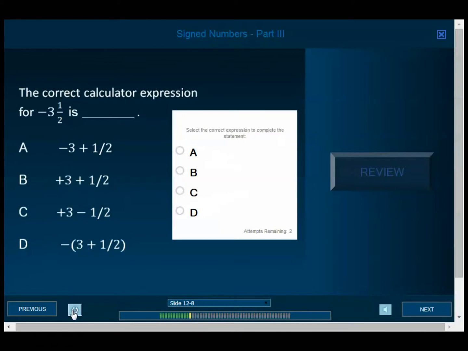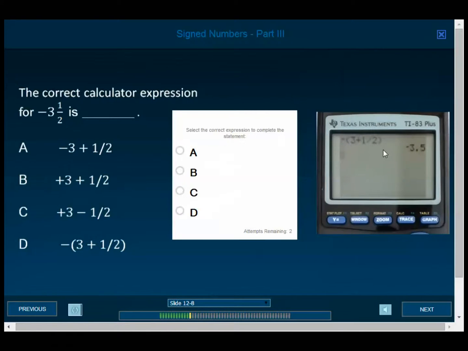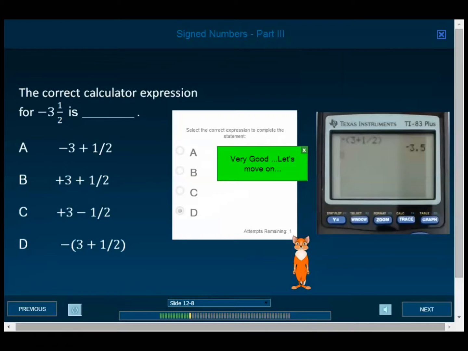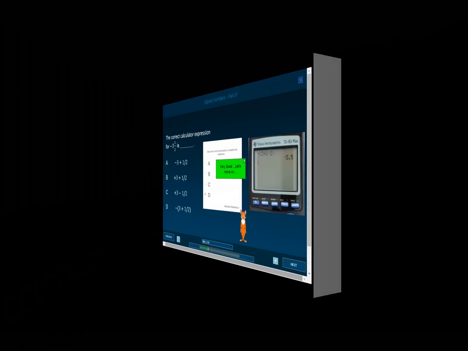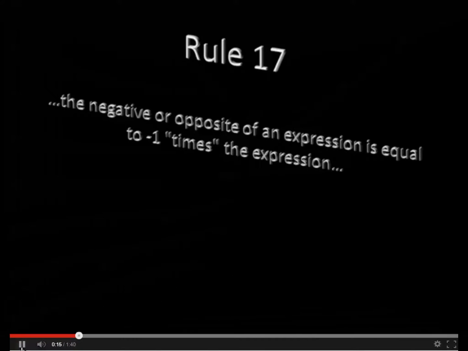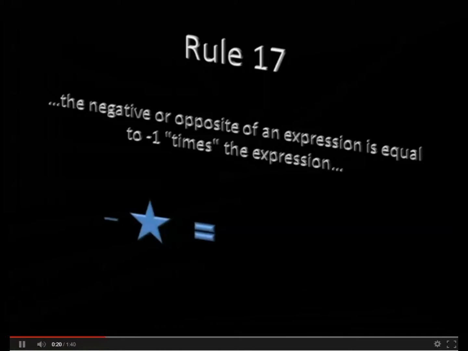The correct calculator expression for -3.5 is... Good. The correct calculator expression for -3.5 is d, negative of the quantity 3. Let's look at our pattern. The negative, or opposite, of an expression is equal to a -1 times the expression.